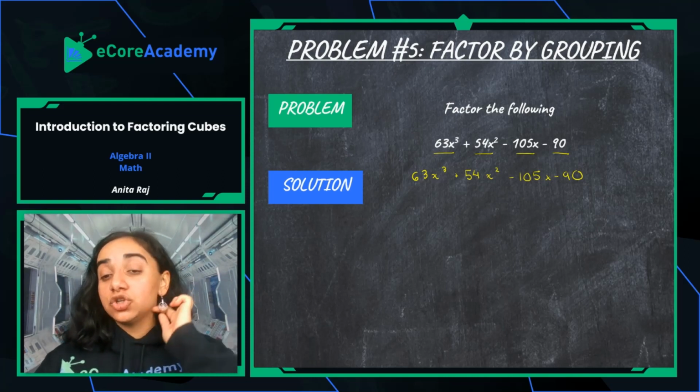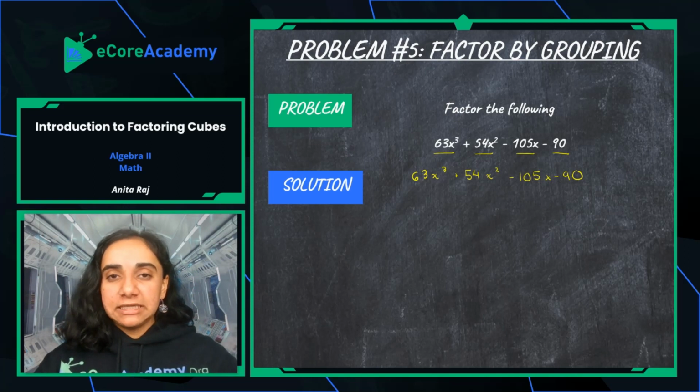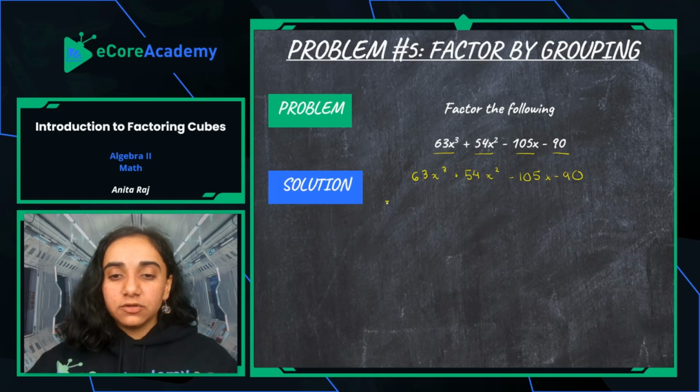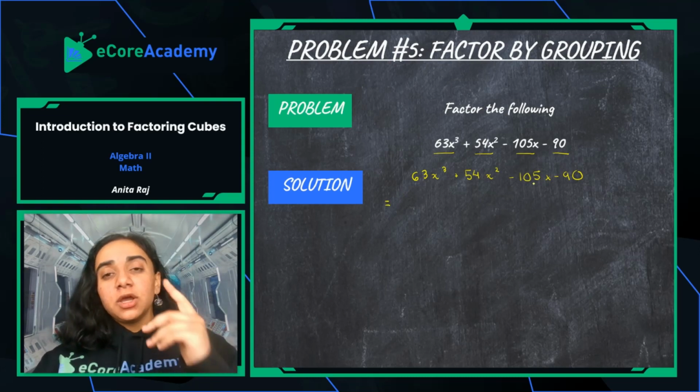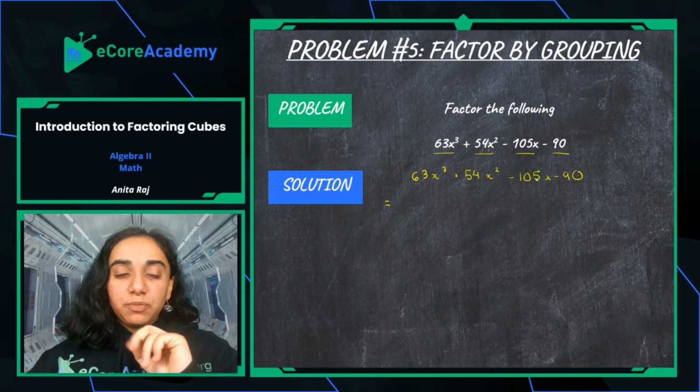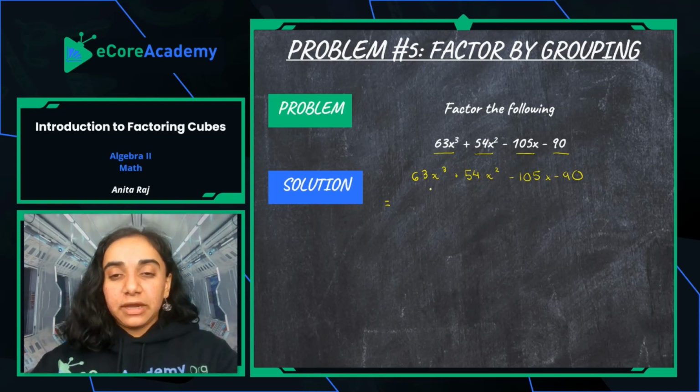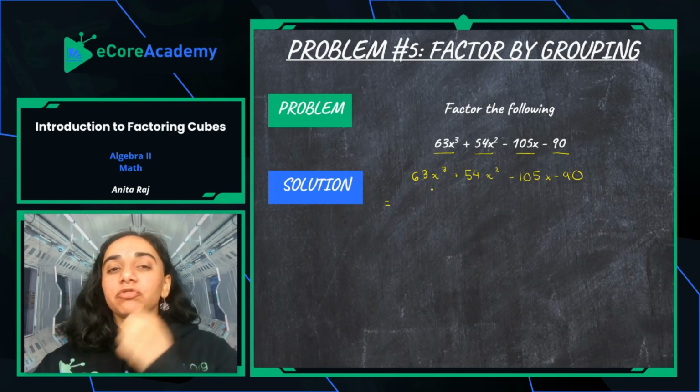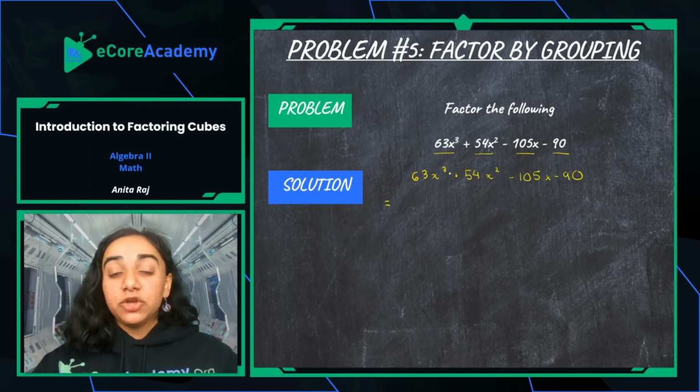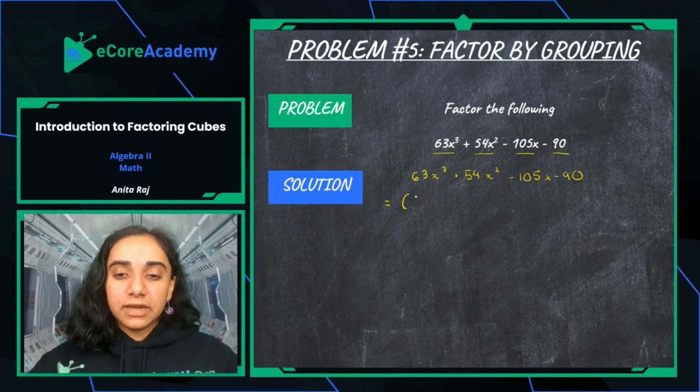So that's what we're pretty much going to be doing with this polynomial. We're going to be breaking it into 2 groups, and using those 2 groups, it'll be easier for us to GCF and then come up with our final factors. Luckily for us, it's put in an arrangement where it's easy for us to break it into 2 groups. In some cases, you will have to rearrange the polynomial so that you can break it into 2 groups. But in this case, we're going to break 63x cubed plus 54x squared into 1 group, and then we're going to put negative 105x minus 90 in the other group.